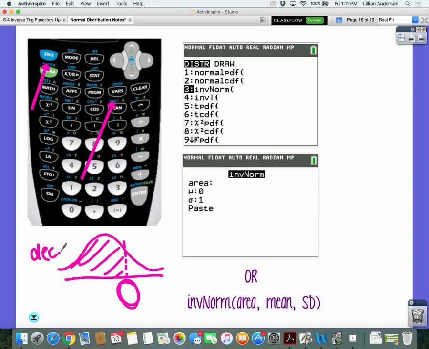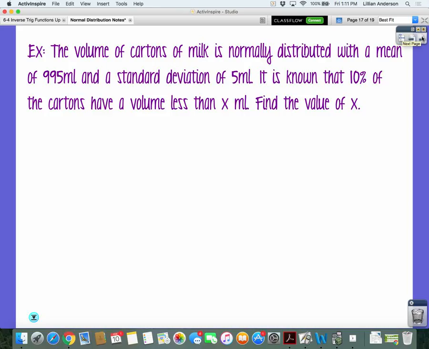So we're going to look at another example where you would use inverse norm versus normal CDF. You got a second to write this down? So, the volume of cartons of milk are normally distributed with a mean of 995 milliliters and a standard deviation of 5 milliliters. It is known that 10% of the cartons have a volume less than x. Find the value of x.